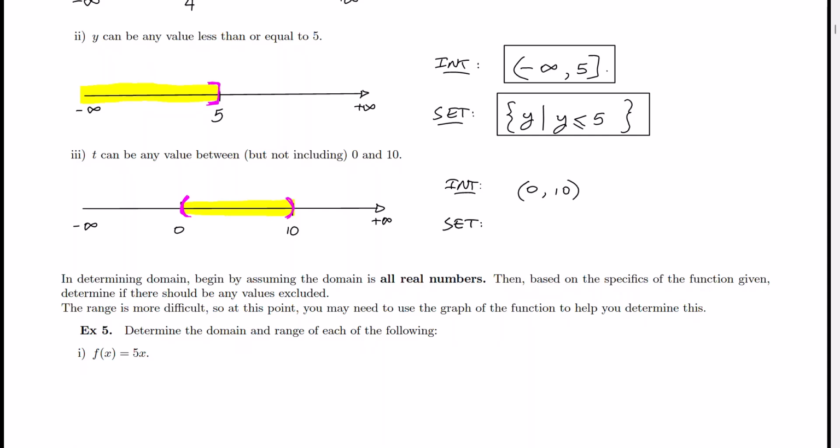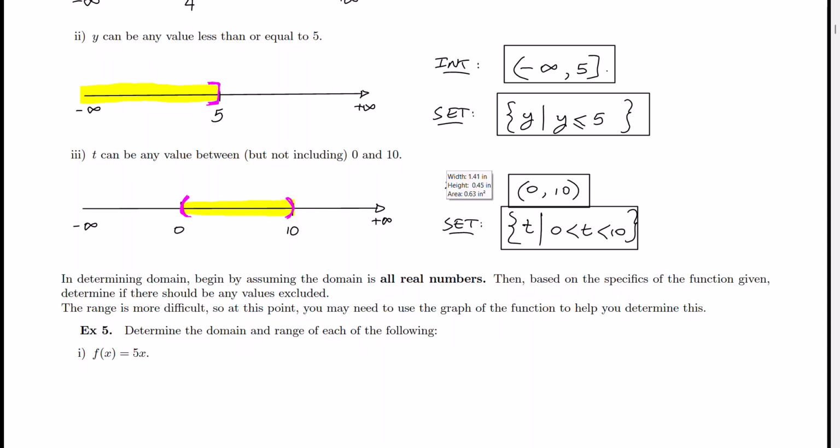And in set builder notation, the curly brace and the other curly brace, we're going to put t in this case because that's the variable we're working with, such that t has to live between 0 and 10. So t is any number between 0 and 10. Straightforward. 0 must be smaller than t, which in turn must be smaller than 10. Okay, so that's the end of problem 4, or example 4.